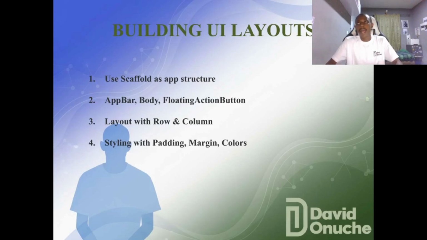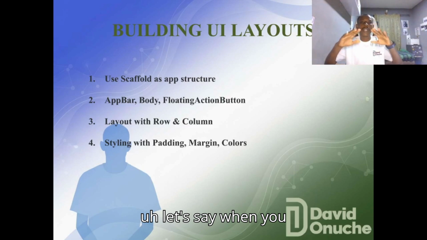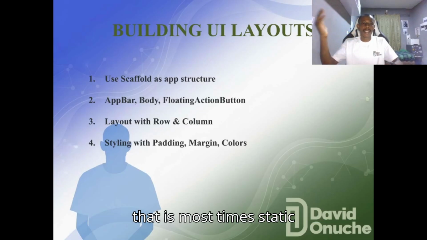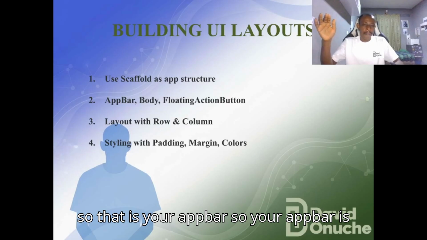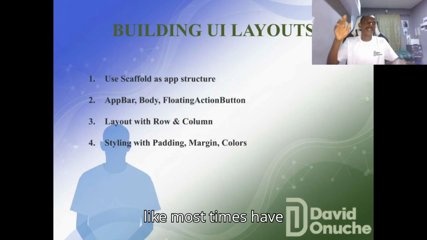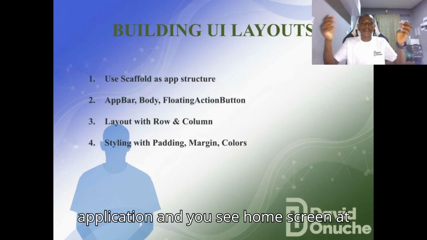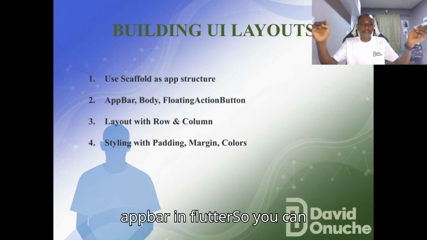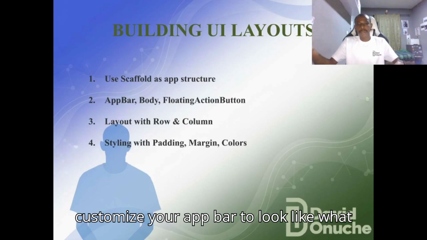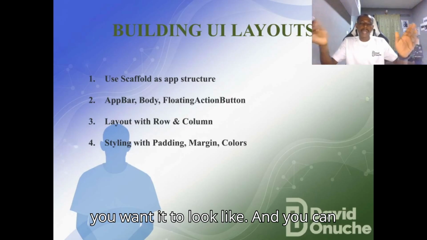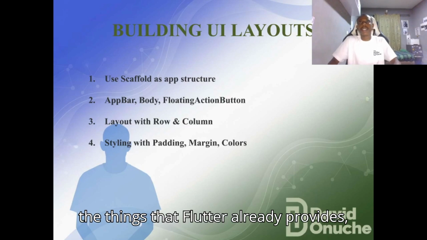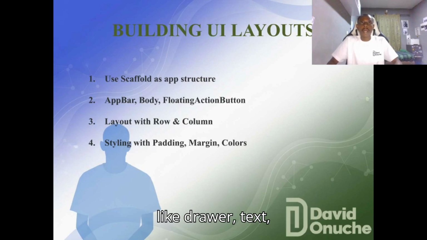App bar, let's say, when you have your application, you see something at the top of the application that is most times static. So that is your app bar. Your app bar most times has text. So let's say you open your application and you see home screen at the top. That was created using an app bar in Flutter, right? So you can customize your app bar to look like what you want it to look like, and you can just leave it the way it is just by adding the things that Flutter already provides, like drawer, text, icon, and the likes.